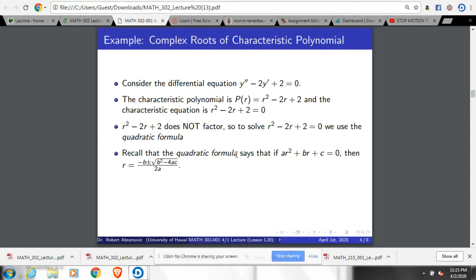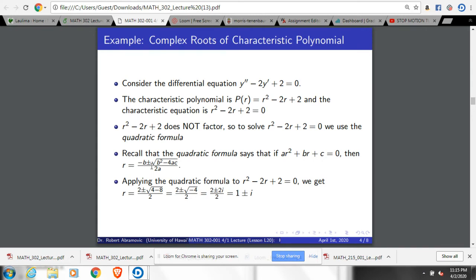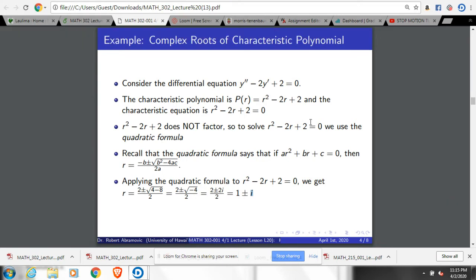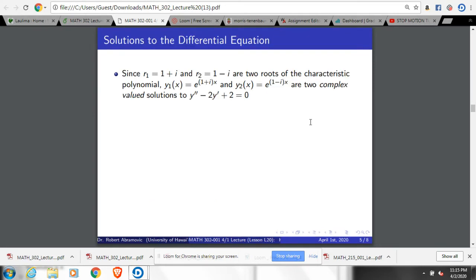The quadratic formula says that if ar squared plus br plus c is 0, then r is negative b plus or minus the square root of b squared minus 4ac over 2a. In this case, when we plug all those values in, we'll get 1 plus or minus i. These are complex conjugates, 1 plus i and 1 minus i. And they both solve the equation r squared minus 2r plus 2 equals 0. That is, they both solve the characteristic equation. And because they're two roots of the characteristic polynomial, we can form complex valued solutions to the differential equation.